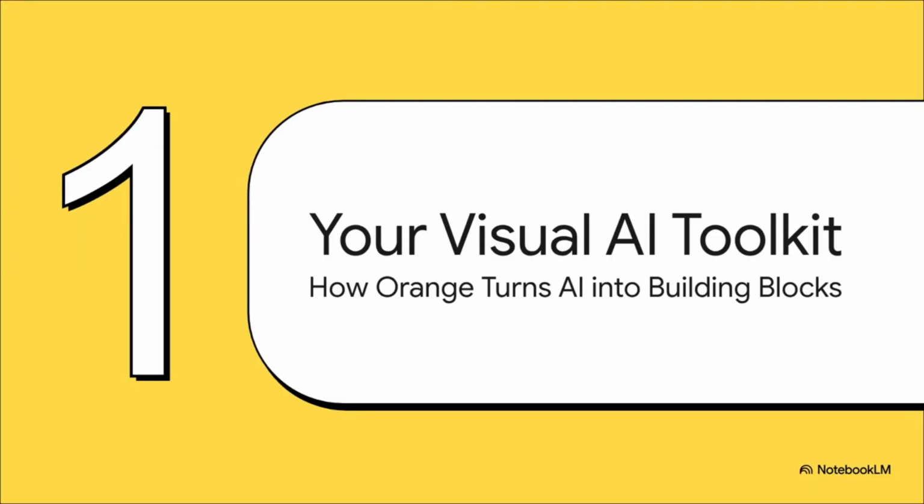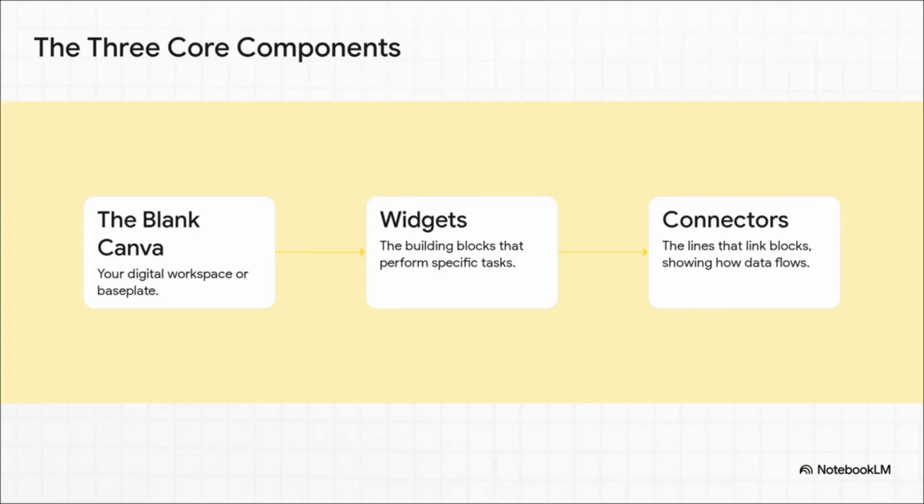Honestly, the best way to think about Orange is like a set of Lego for AI. I'm not kidding. Instead of writing code, you're just snapping together these building blocks to create a workflow. This visual approach completely changes the game. It allows experts in any field, biology, marketing, you name it, to analyze their own data without needing to become a programmer first.